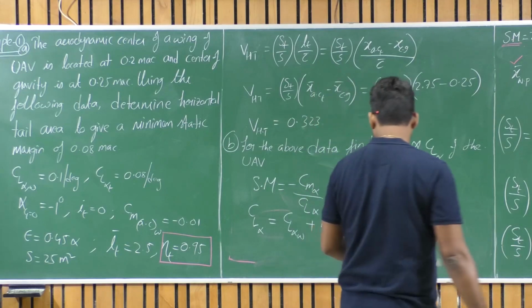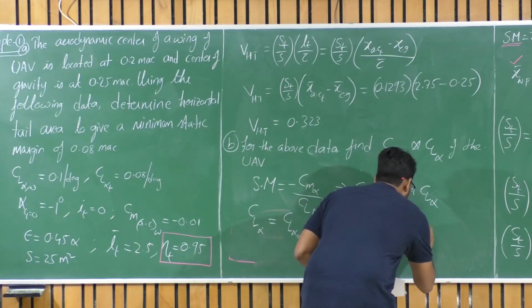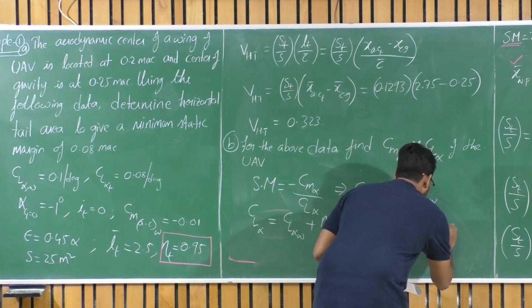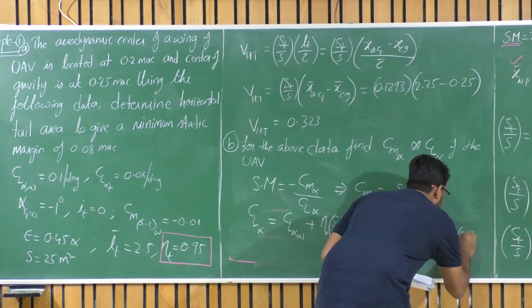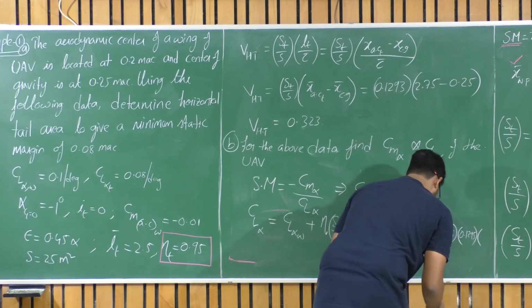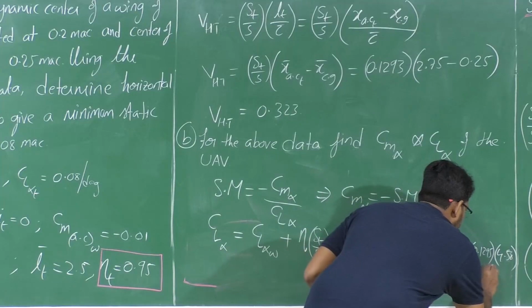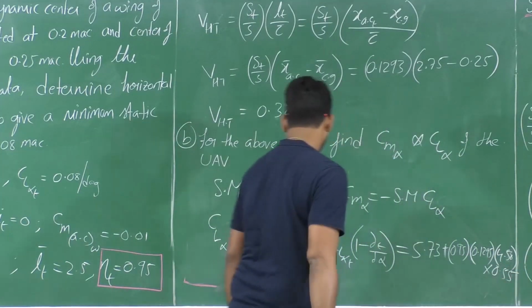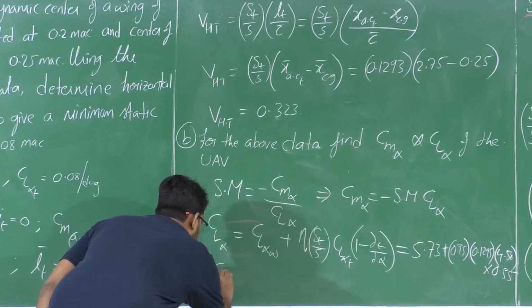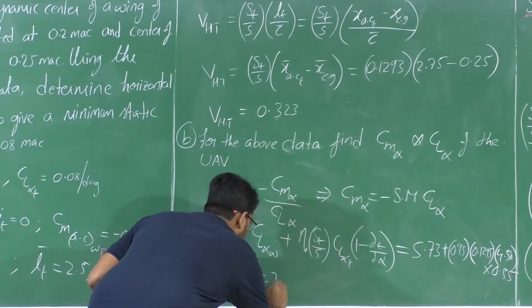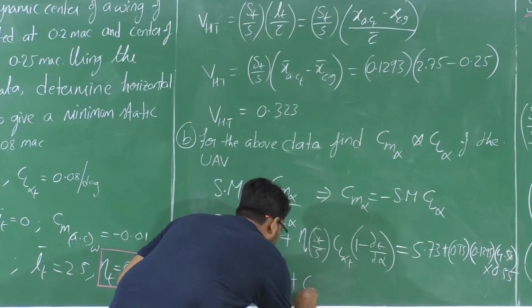Can we find this? So it is 5.73 plus 0.95 multiplied by 0.1295 multiplied by 4.58 multiplied by 0.5. So Cl alpha of the entire aircraft is 5.73 plus 0.31.